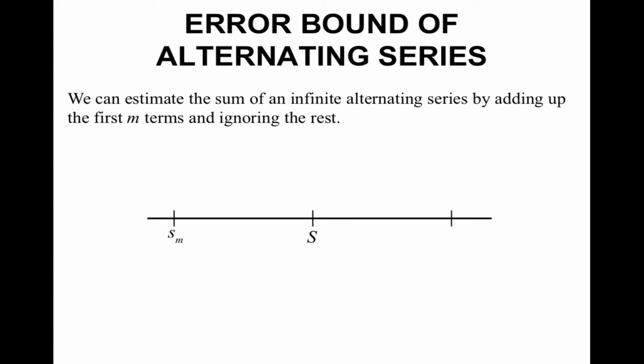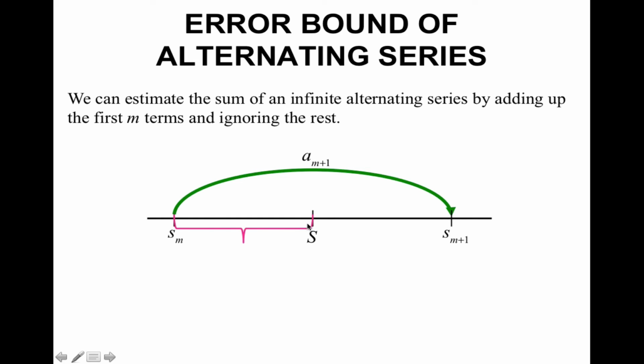So what this means is if I have some sum, that's s sub m, and I have my true sum, then if I was to add the next term, I would be adding a sub m plus 1 to get the sum s sub m plus 1. Now this distance between this sum and the actual sum is represented as the absolute value of s minus s sub m, which needs to be less than or equal to a sub m plus 1. And as you can see here, this distance is less than this term.